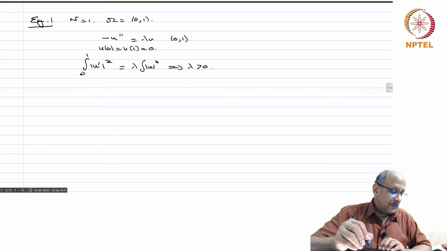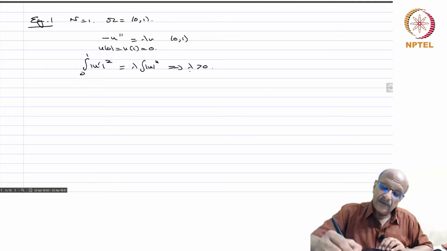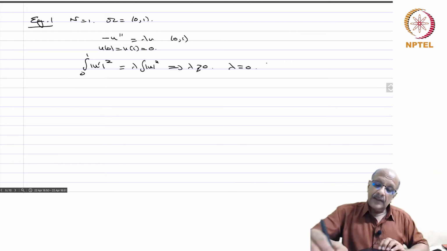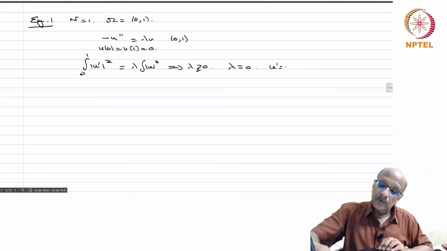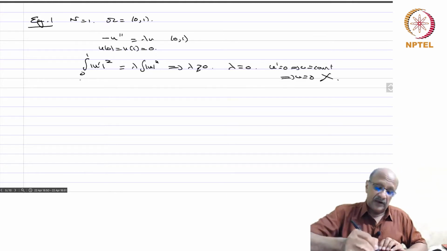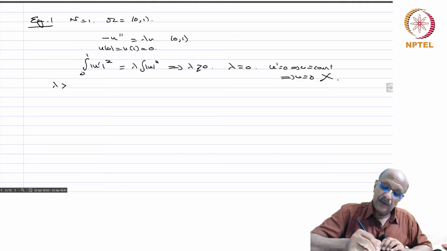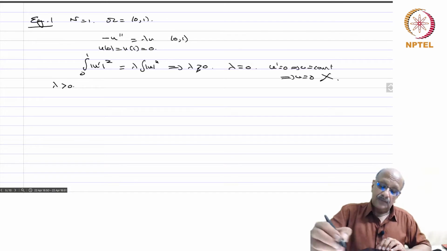If lambda equals 0, then you get u dash equal to 0, which implies u equals constant, but it vanishes at the boundary points, and therefore that implies u equal to 0, and that cannot be an eigenvector. So, lambda has to be strictly greater than 0.